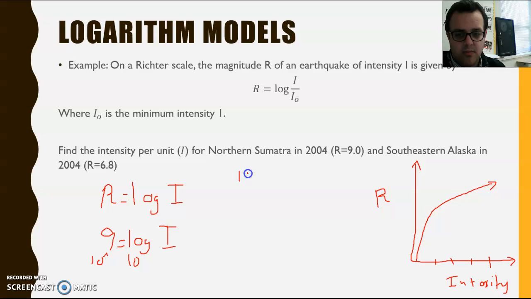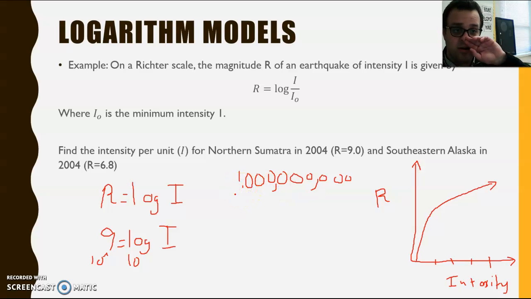1 followed by 9 zeros as the intensity. Okay, that's a lot of intensity. That's a really, really large number, 1 billion as our intensity. Okay, that's going to be a big deal.